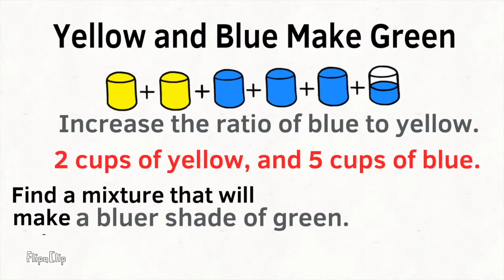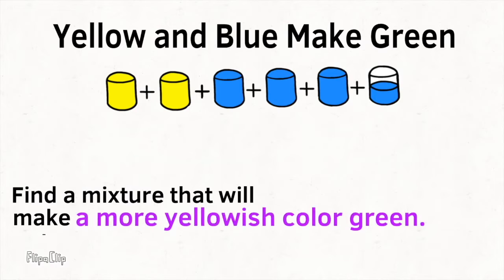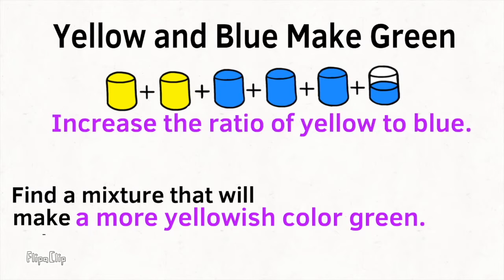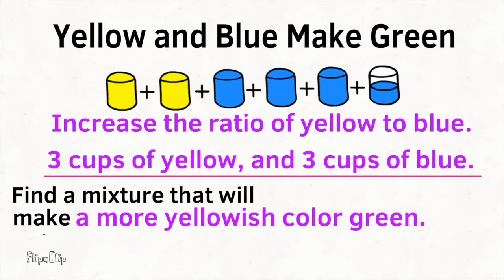Find a mixture that will make a more yellowish color green. To make a more yellowish green color, we'd have to increase the ratio of yellow to blue. To increase the ratio of yellow paint to blue paint, we can either increase the amount of yellow paint, or we can decrease the amount of blue paint, or we can do a combination of the two. In this example, I used 3 cups of yellow paint and 3 cups of blue paint to make a more yellowish color green.